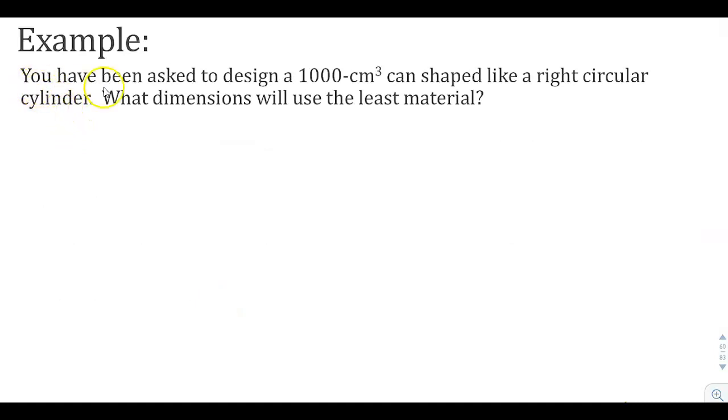Alright, here we go. You have been asked to design a 1,000 centimeter cubed can shaped like a right circular cylinder. What dimensions will use the least material? So I'm going to go ahead and draw a right circular can, a right circular cylinder. And we're talking about its volume. We're told that the design needs to be 1,000 centimeters cubed. We're talking about the dimensions. So I'm going to label the dimensions as r and h generically, the radius and the height. And what we're trying to do is minimize surface area.